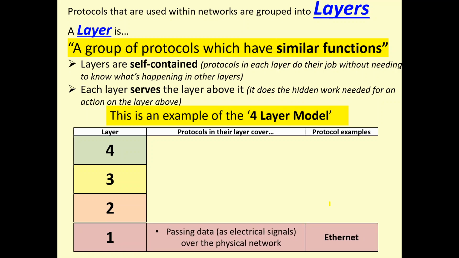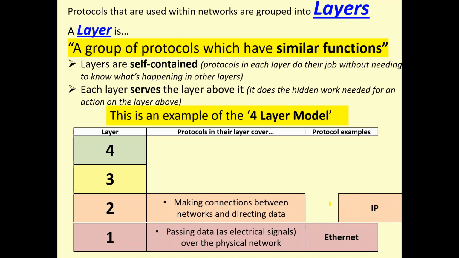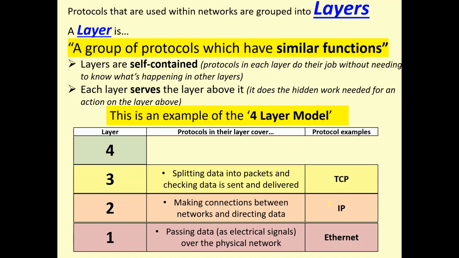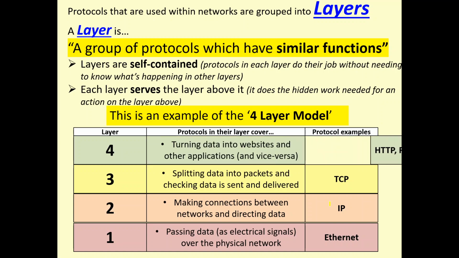We've got the Ethernet at the bottom, then we've got the IP address which makes connections, then we've got the TCP which splits the data into packets, and then we've got the application layer at the top for things like emails, websites, HTTP, sending and receiving files. So they are organized into layers.